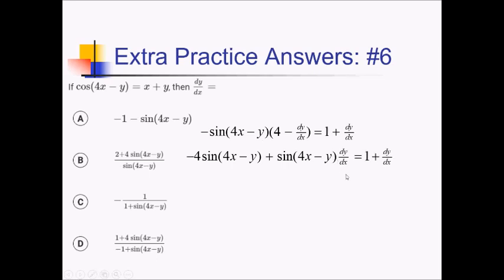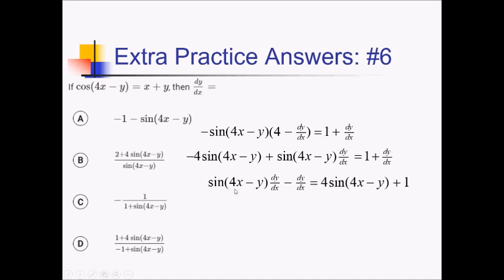Now I'm going to move all the dy over dx's over to the left side and everything else over to the right side. So on the left side, I can keep my sine of 4x minus y dy over dx. That can stay. And I'm going to subtract this dy over dx to get it over to the left side. Moving over to the right side, I'm going to add this 4 sine of 4x minus y. And there's already a 1 over there that I'll just keep around. So now that I only have dy over dx's on the left, I can factor that out.